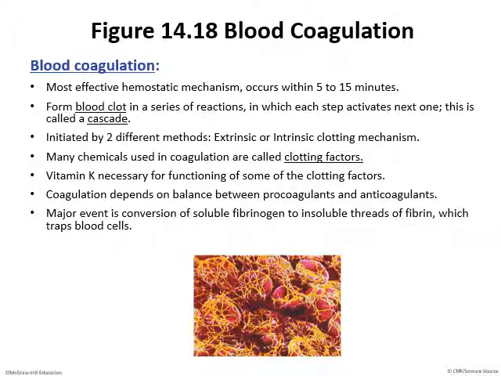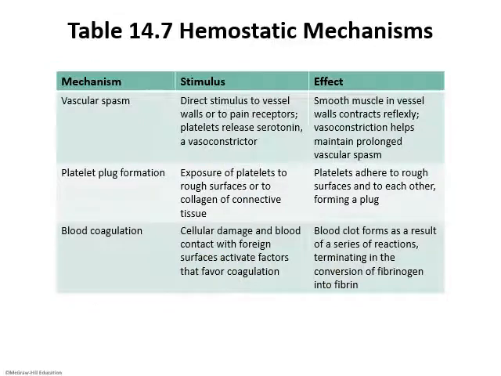The major event in blood coagulation is the conversion of soluble fibrinogen into insoluble threads of fibrin that trap the blood cells, as you can see in the picture below. So the yellow threads are the fibrin, and then they have caught the red blood cells in essentially a spider web. Okay, so table 14.7 goes through the different hemostatic mechanisms.